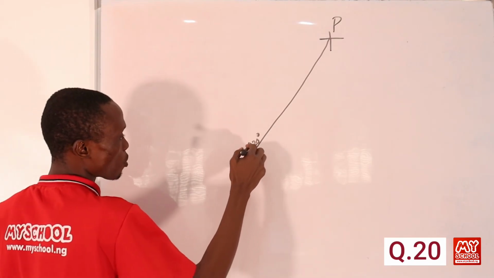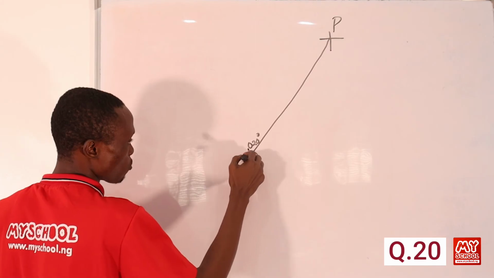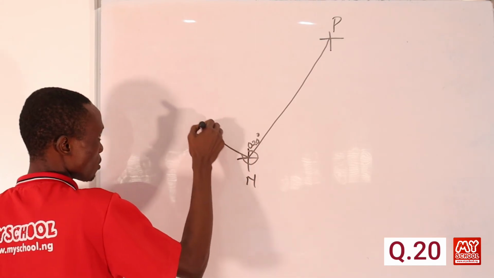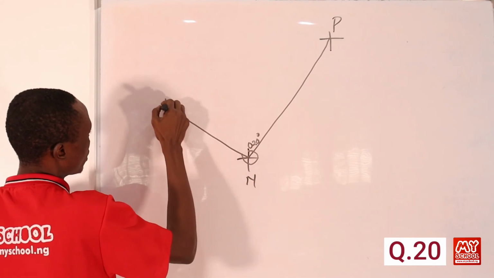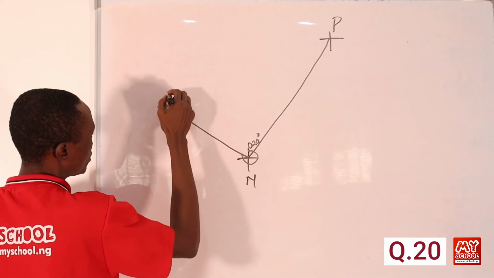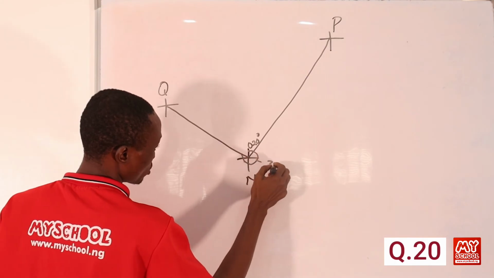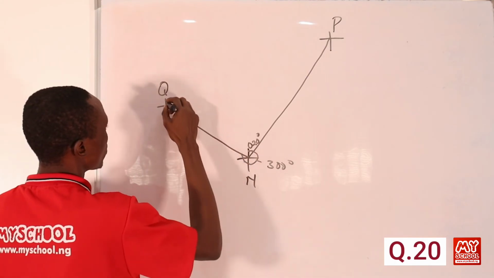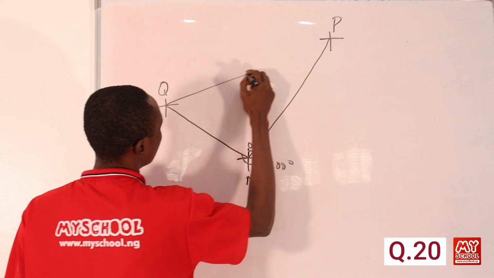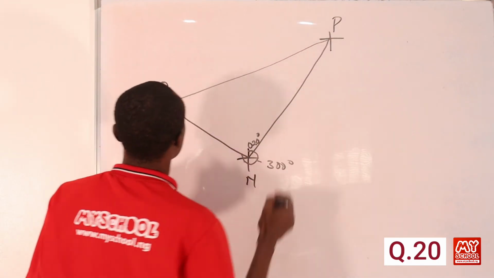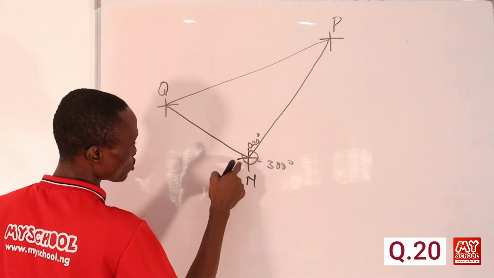Then from this same common point again, there's another point Q that moved 300 degrees. Okay, so here let's put our 300 degrees. So here we have our Q, right? And the whole measurement here is equal to 300 degrees. So we can carefully join this to this point. Okay, now from here to here is 300 degrees.